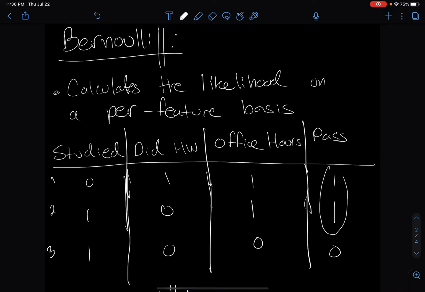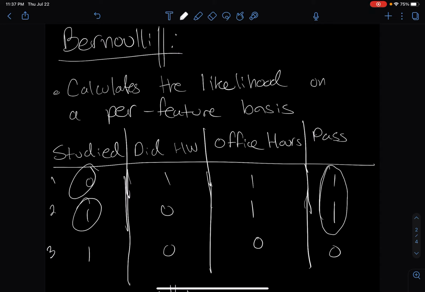And so just one quick example here. Well, we see two students passed the test. So out of those two students, in other words, given that they passed, what is the likelihood that they studied? Well, of these two students, we can see that only one of them studied. The other one did not study. So we could say, given that they passed, there is a 50% chance that they studied.